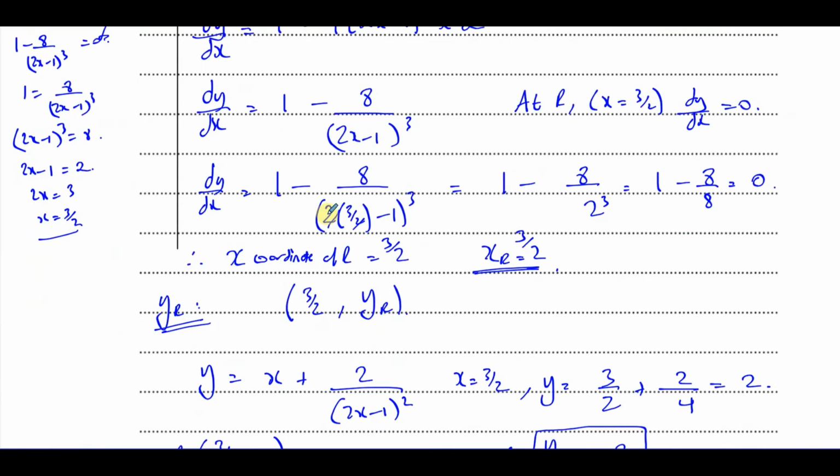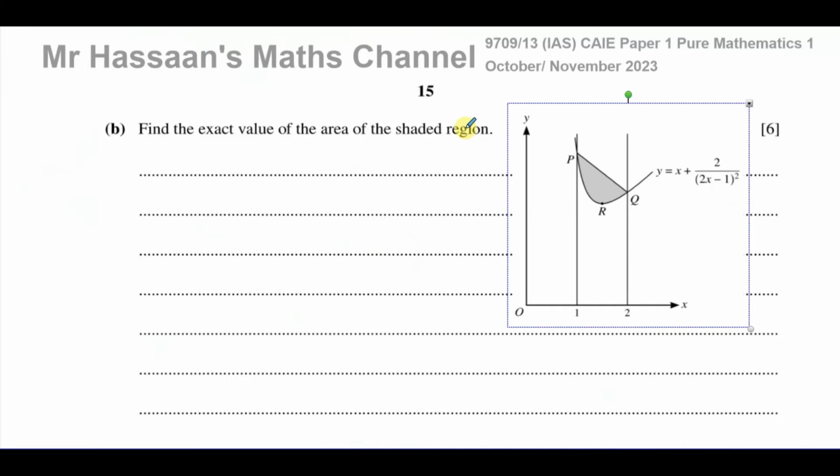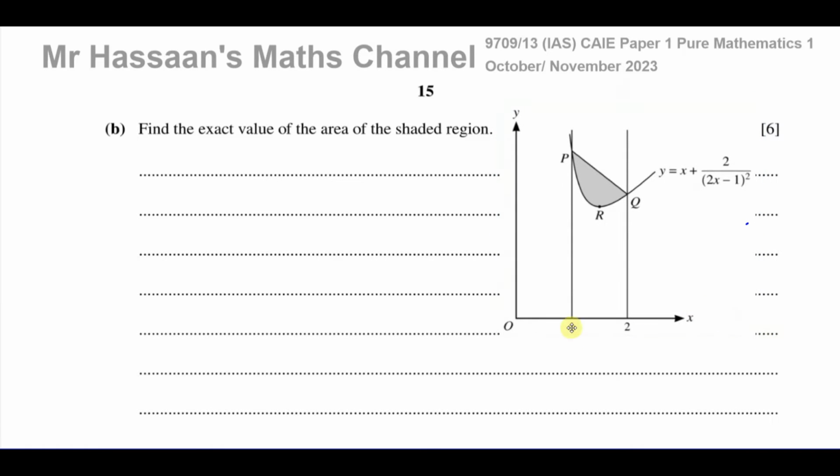It's all about gradient functions, differentiation, and so on. Now part B says find the exact value of the area of the shaded region. I've got the diagram over here, and we've got to find the shaded region. Now, area and equations should bring to mind integration. When we integrate a function between the limits 1 and 2, it gives us the area between that graph and the x-axis. So if I just integrated this between the limits, it would give me this area over here, which is not the area that we require.